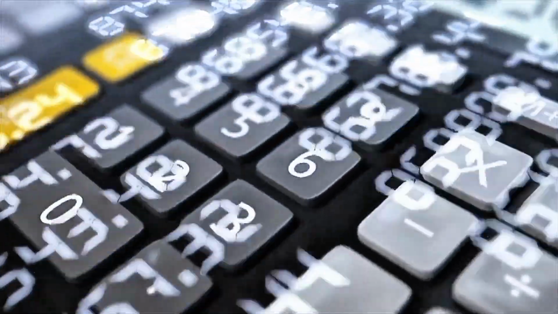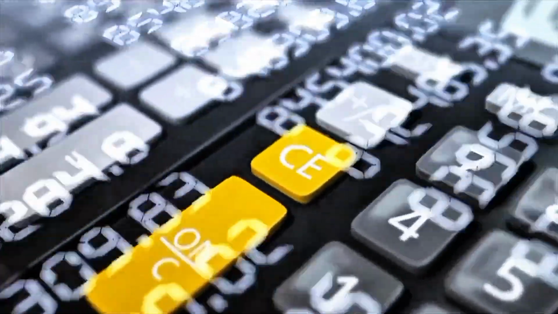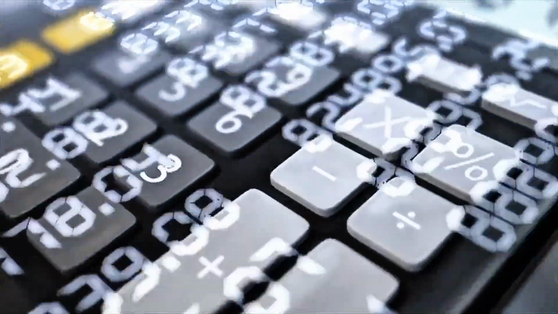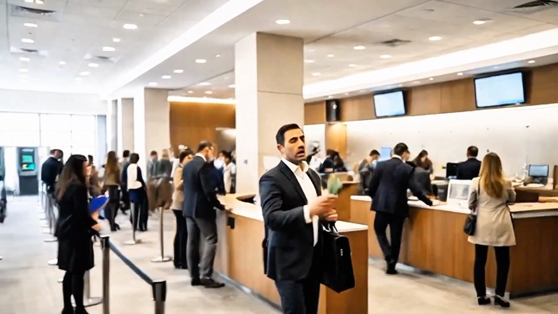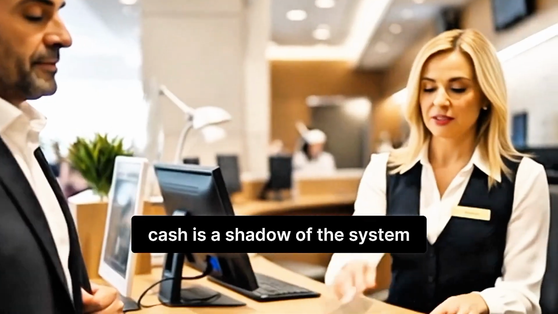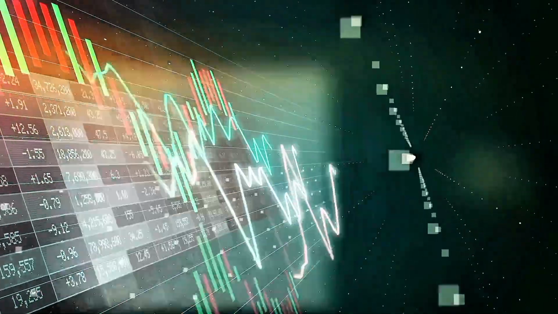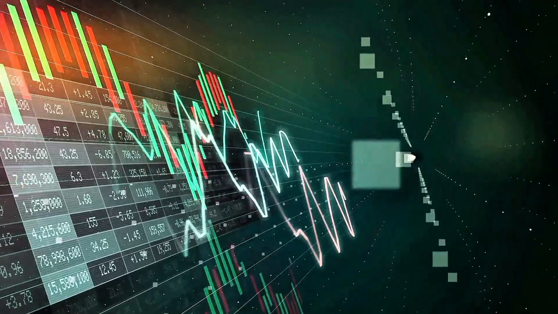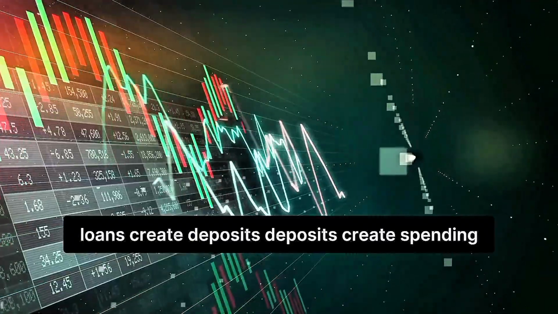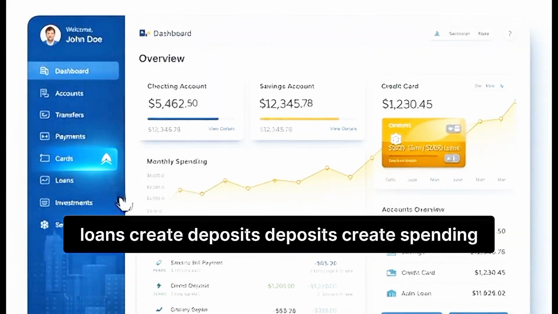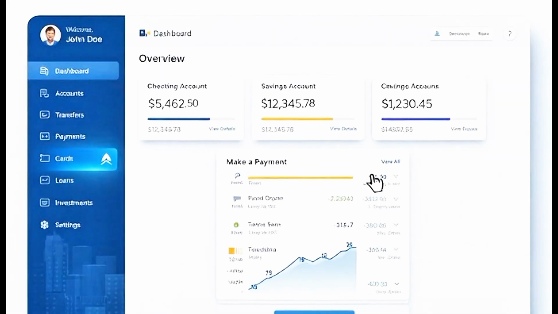Over 90% of money in the United States exists digitally. In the United Kingdom, the figure is nearly identical. Cash is a shadow of the system. What we call money is largely a web of digital obligations, and that web expands through debt. Loans create deposits, deposits create spending, spending drives GDP. The system grows through credit expansion.